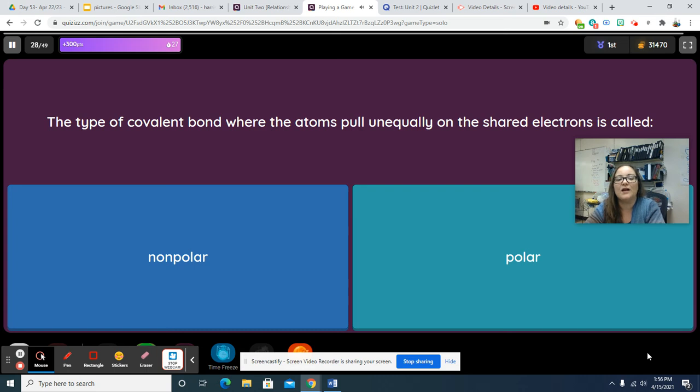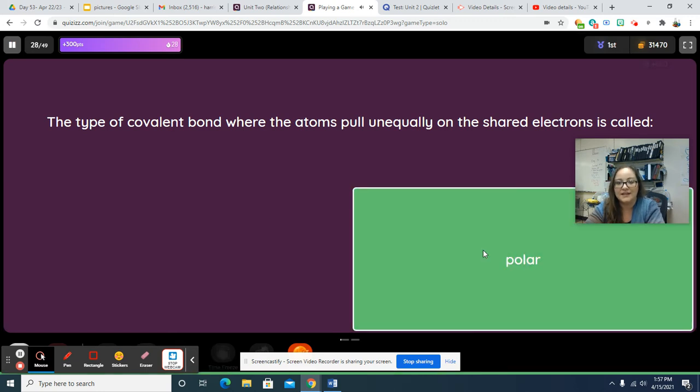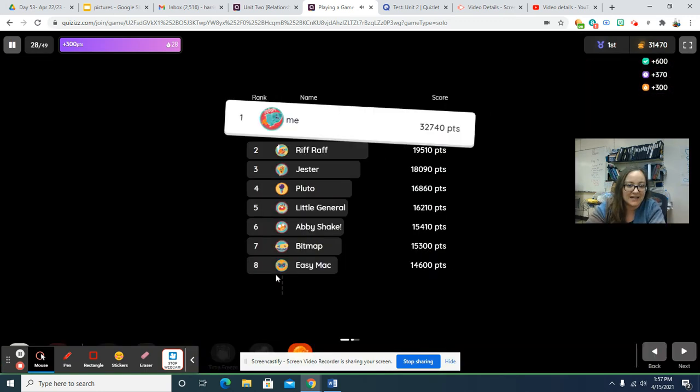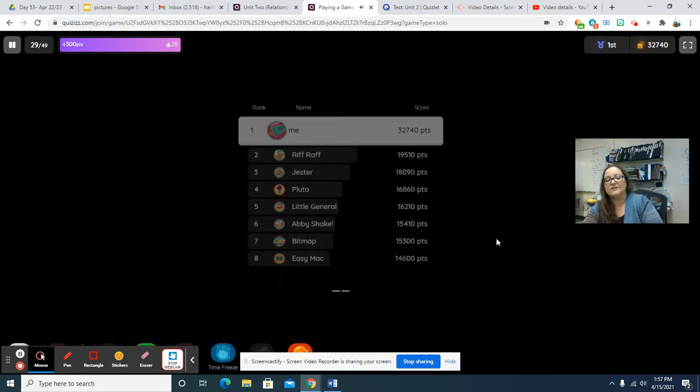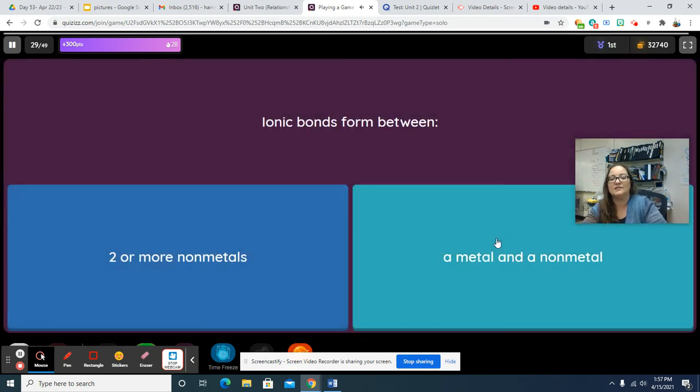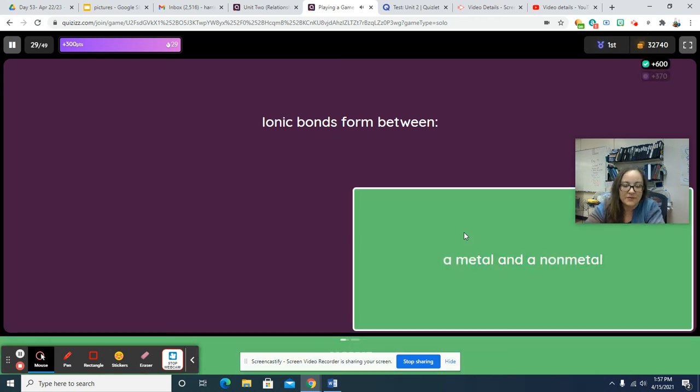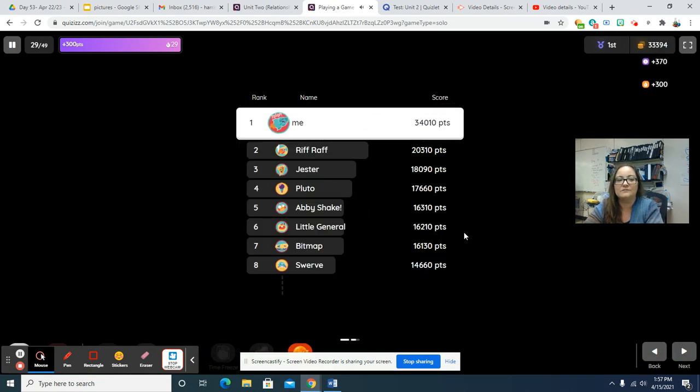The type of covalent bond where the atoms pull unequally on the shared electrons is polar. It's equal when it's non-polar. This is when it's polar, it's like the juniors versus the seniors, and there's no difference. Ionic bonds form between something from the left, something from the right, a metal and a non-metal.